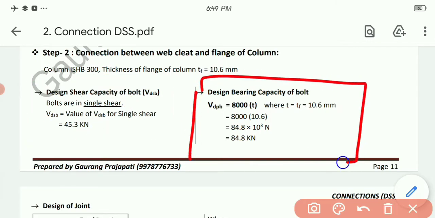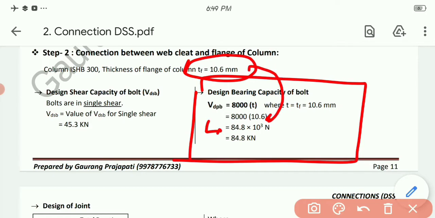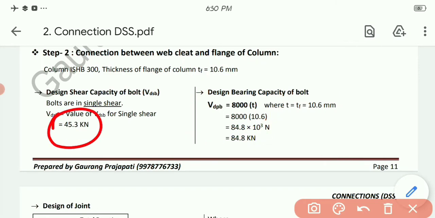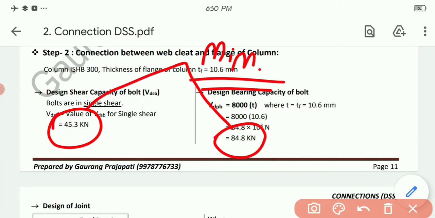While talking about VDPB, bearing capacity, the formula stands for 8000 into T. Now T stands for 10.6. Put down the value over here, 8000 into 10.6. We will get the answer 84.8 into 10 raised to 3 Newton. Let's convert it into kilonewton, that is 84.8. Finally, the bolt value will be the minimum of these two values. So the minimum value will obviously be this one, that is 45.3.